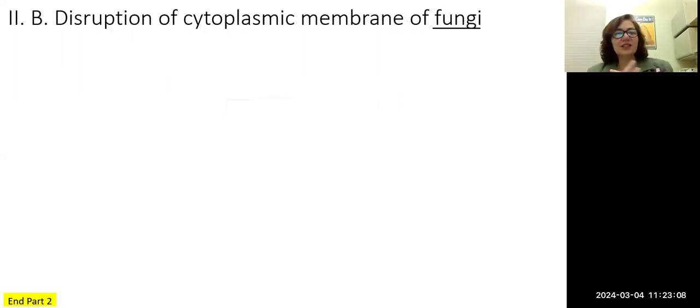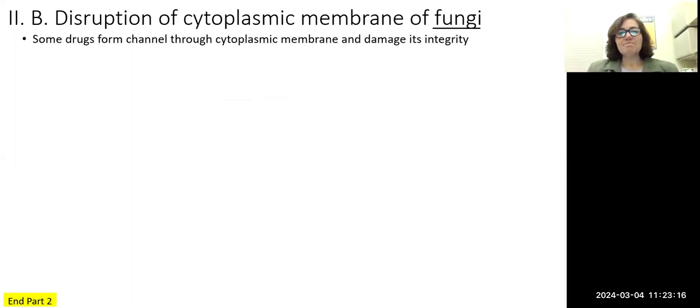And now let's take a look at disruption of the cytoplasmic membrane of fungi. We have a few drugs in this category, but the thing to really understand about them is that one of the ways that they work is by creating a channel, an opening in the cytoplasmic membrane, damaging its integrity. And so the cell is not able to maintain a difference between the inside of the cell and the outside of the cell, which you know is critically important.